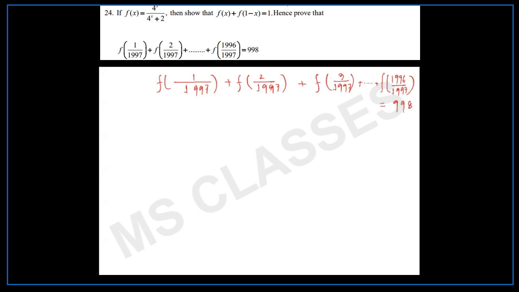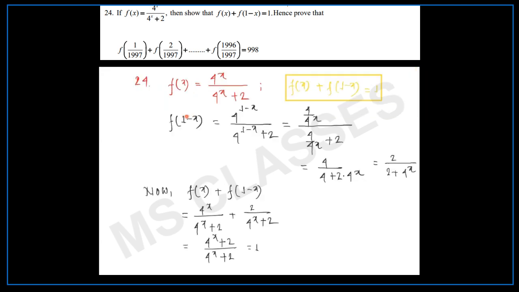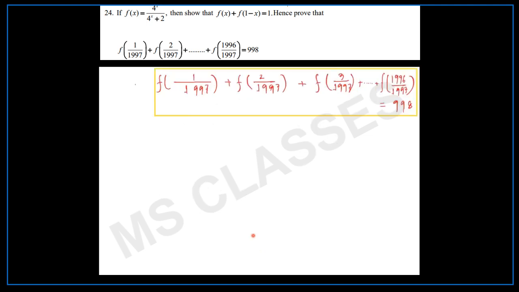Here it is clearly mentioned "hence show that". Hence show that means we have to utilize the previous result which we have got, that is f of x plus f of 1 minus x is equal to 1. So we have to utilize this one.